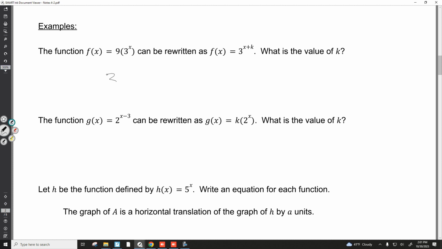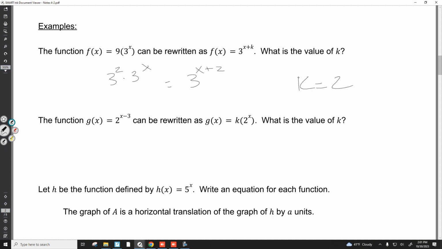9 is 3 squared. 3 squared times 3 to the x, I would write as 3 to the 2 plus x, which is the same as 3 to the x plus 2. I'm telling you right now, there's a lot of you here that are like, oh, yeah, this is easy. This is a piece of cake. There are a lot of you here that have yet to actually do any of the examples that I've asked you to do.